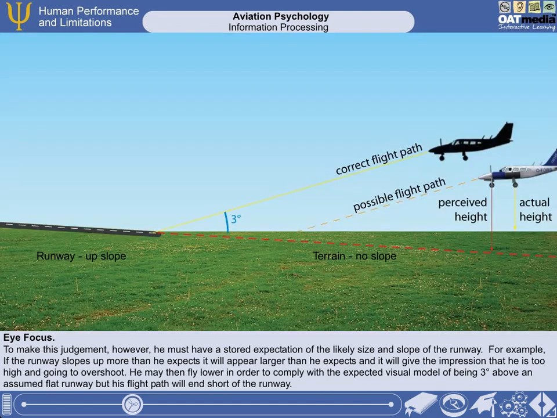For example, if the runway slopes up more than he expects, it will appear larger than he expects, and it will give the impression that he is too high and going to overshoot. He may then fly lower, in order to comply with the expected visual model of being 3 degrees above an assumed flat runway, but his flight path will end short of the runway.